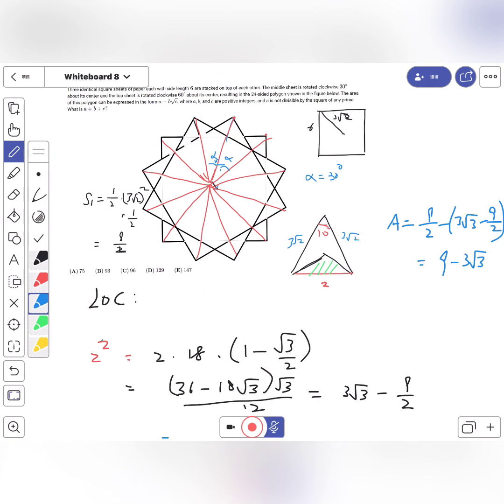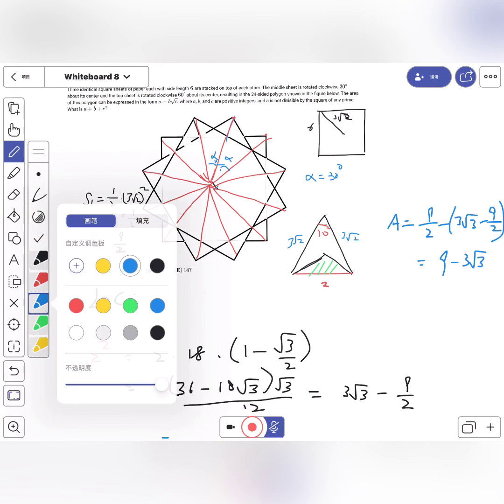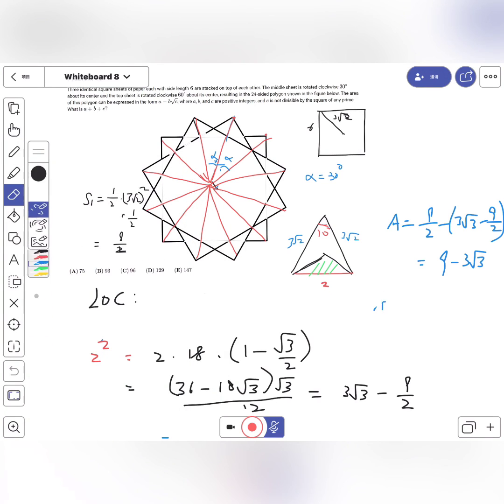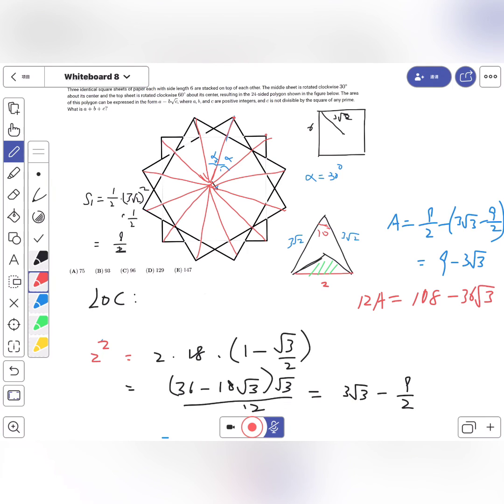But don't forget that we have to multiply the entire thing by 12, because we want to find the total area of the 12 identical figures like that. Therefore, multiplying by 12, it is equal to 108 minus 36 times the square root of 3, and we want to find a plus b plus c. Therefore, our answer is going to be equal to 108 plus 36 plus 3, giving us 147 as our answer, choice E.